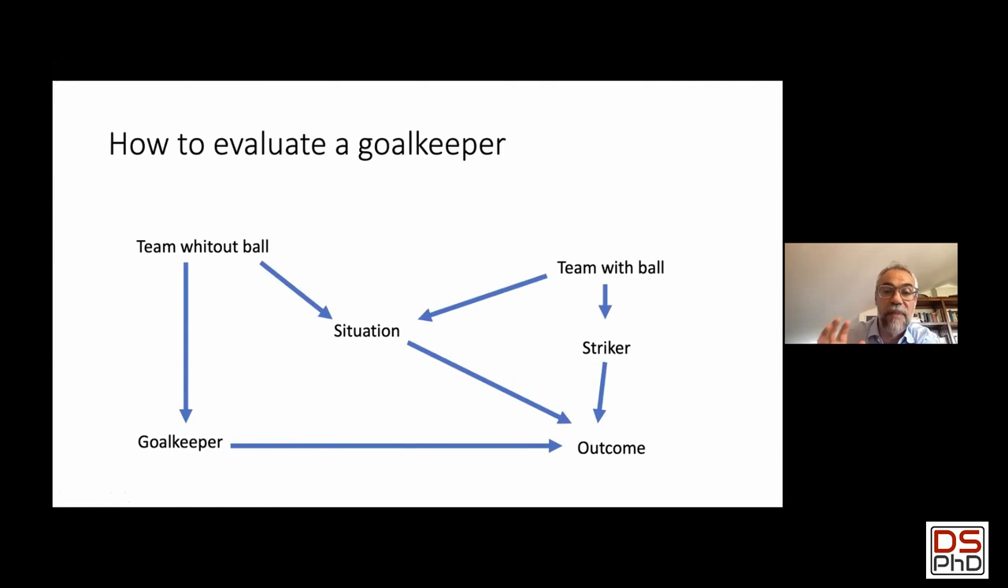Goalkeeper, outcome. This is the direct path. Then there is a backdoor path: team without ball, situation, outcome. Then there is another backdoor path: team without ball, situation, team with ball, striker, outcome. But if I condition on situation, I block both backdoor paths. I must pass through situation in both backdoor paths.